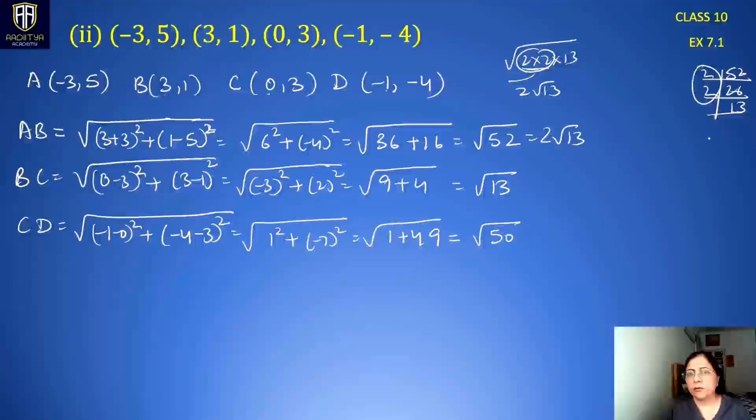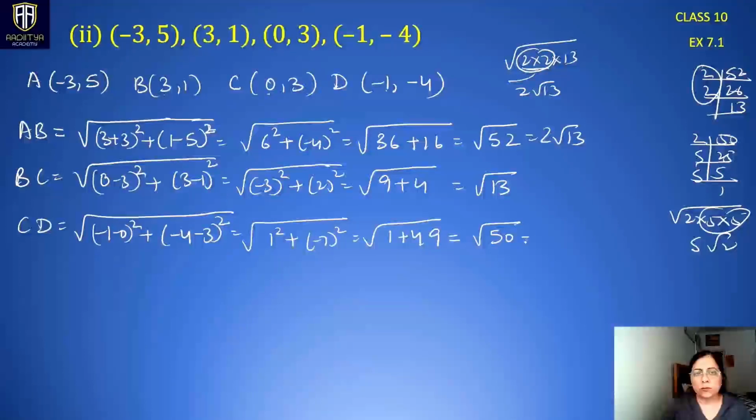Now root 50 can be factorized as 25 times 2, so you can write this as 5 multiplied by 5 multiplied by 2. Write this as 5 root 2, right? Then we have DA.